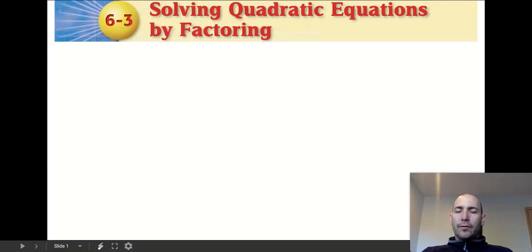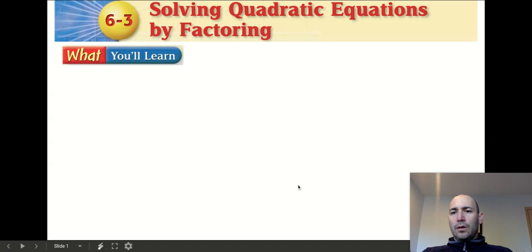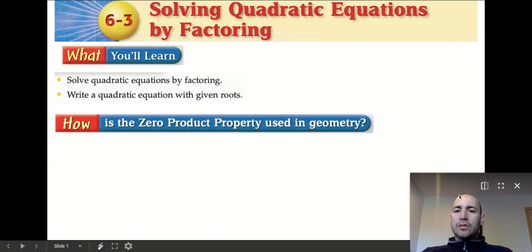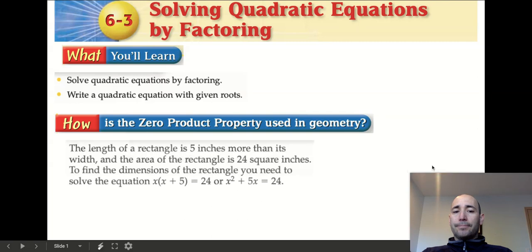So today we're going to be going over Chapter 6, Lesson 3, Solving Quadratic Equations by Factoring. What we're going to learn is how to solve quadratic equations by factoring and how to write a quadratic equation given two roots. How is the zero product property used in geometry?